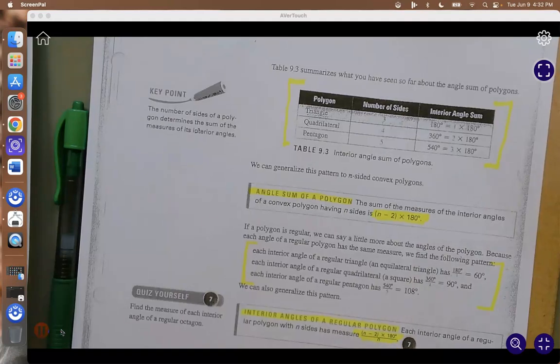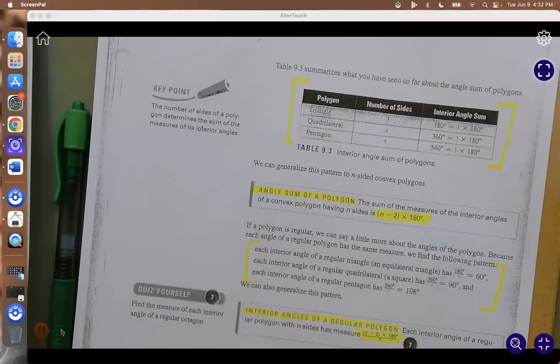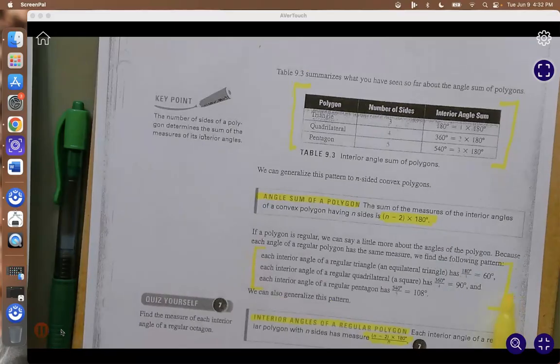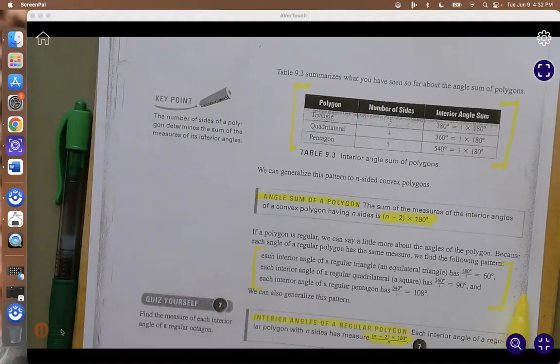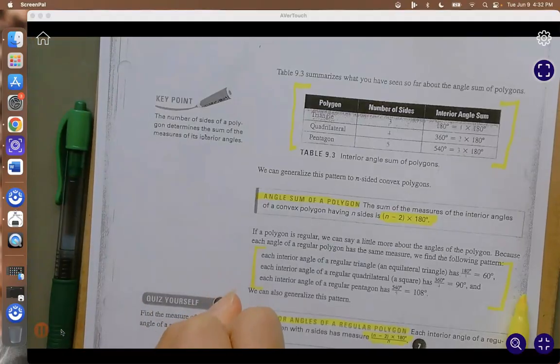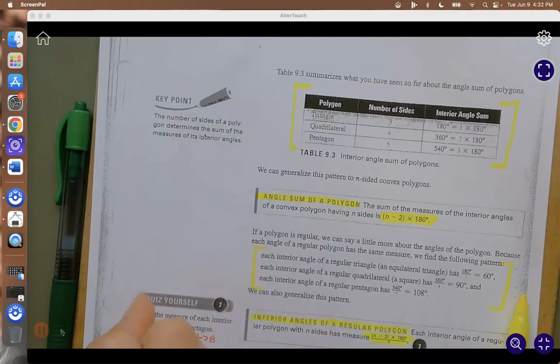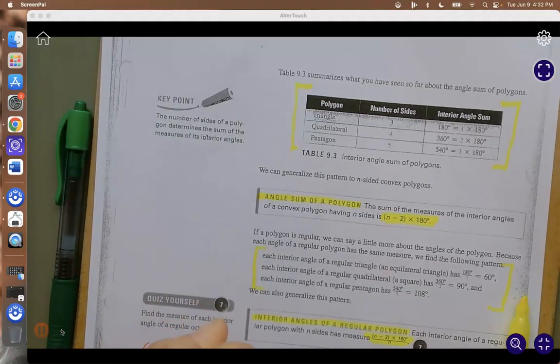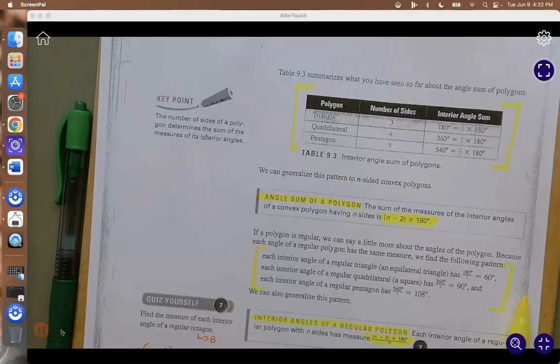Okay? So let's look at quiz yourself. Find the measure of each angle of a regular octagon. Well, an octagon has 8 sides. Now our formula, remember, is n minus 2 times 180 to get the angle sum, then we're going to divide it by the number of sides. Sorry, you can't see that.